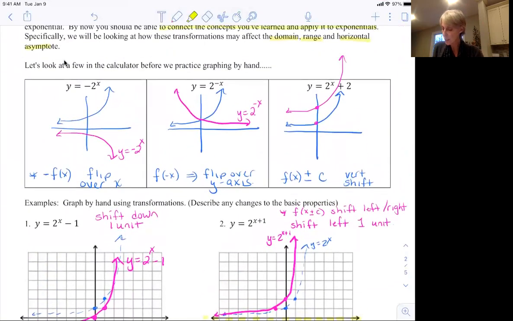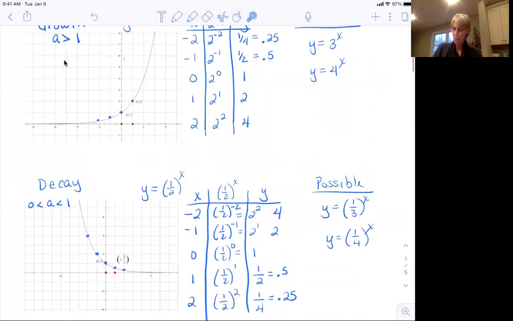Before I move on, I just want to go back and mention one more thing. Let's look at this guy in the middle here. Did anyone notice something happening there? This is 2 to the x, and this is 2 to the negative x. And if you look at it, it's the perfect example of what happened here and here.